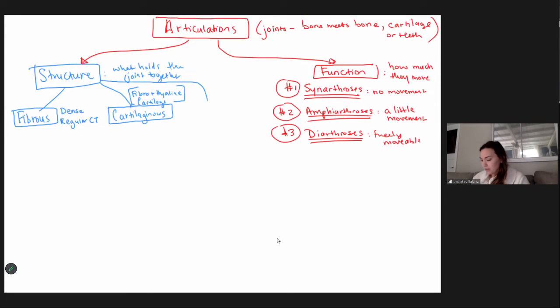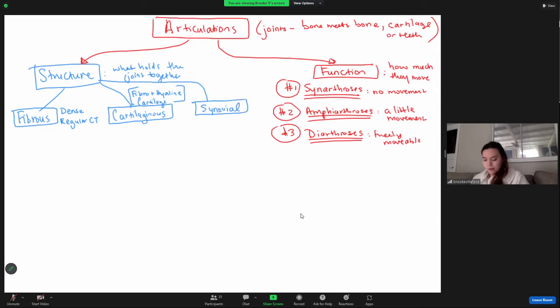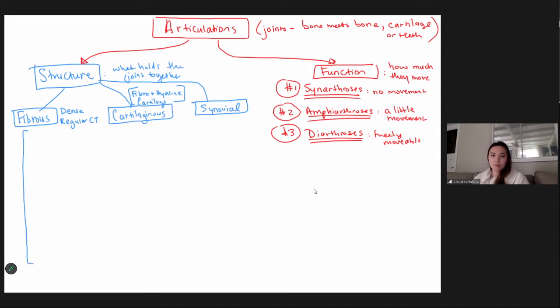And then our last type is synovial. Synovial is held together by a synovial joint. We'll talk about that. Okay, so these are our three types according to structure. When we go into fibrous joints, we have more subdivisions under that. Our first type of fibrous joint is the gomphosis joint.